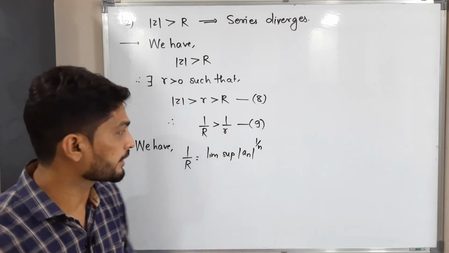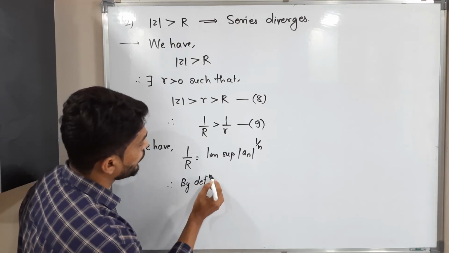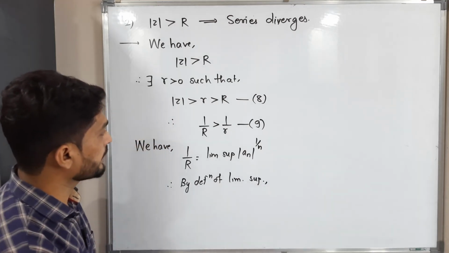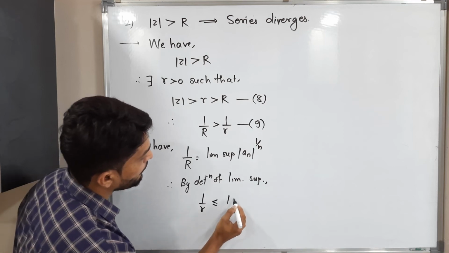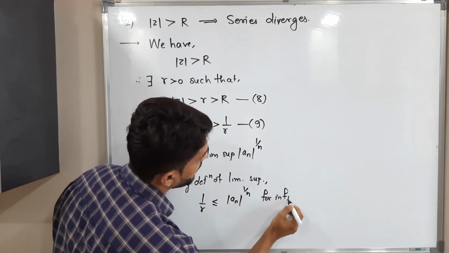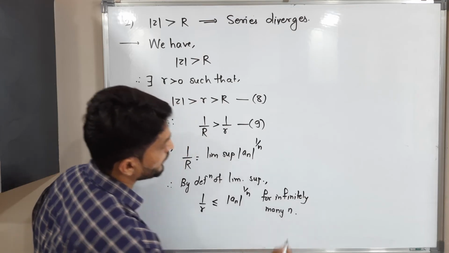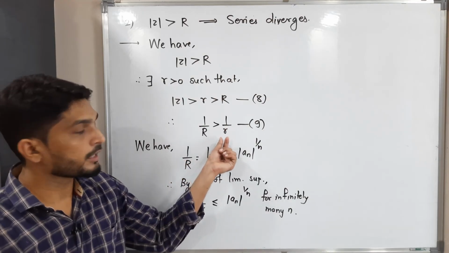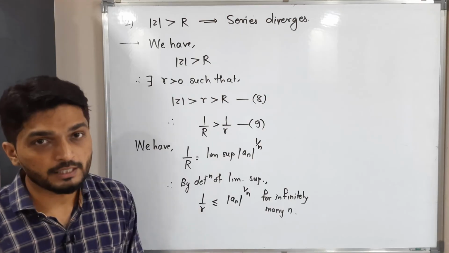So by definition of limit supremum, what can we write? 1 by r is less than or equal to mod a_n raised to 1 by n for infinitely many n. This is true for infinitely many n. Actually it's a supremum and we have 1 by small r, which is less than the supremum. So that's why we get this type of inequality.